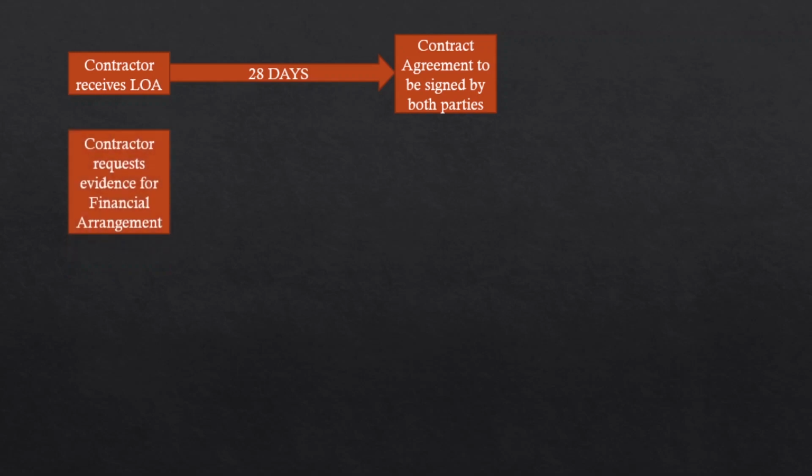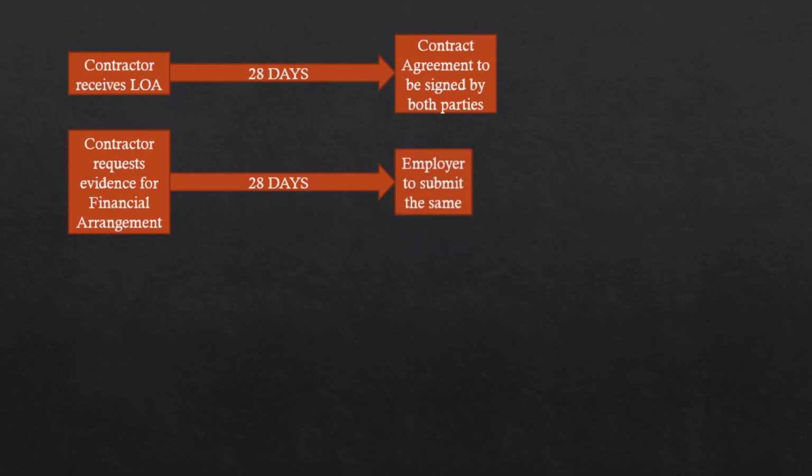Now the contractor can request evidence from the employer of the financial arrangements. The contractor needs to know that sufficient funds are there throughout the project time, so that they can be satisfied that the funds will be there throughout the project to carry out the works. Once that request is sent, within 28 days the employer has to submit all the documents showing that the funds are available to carry out the entire project and that the contractor will be paid properly.